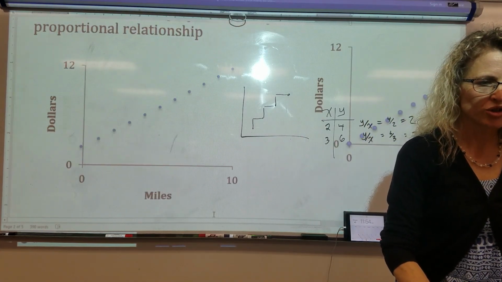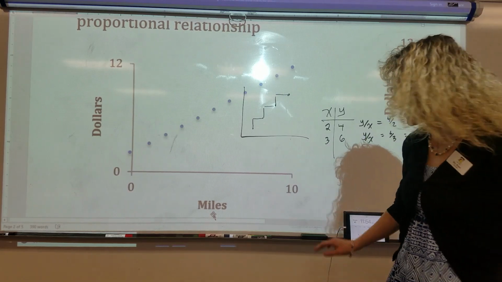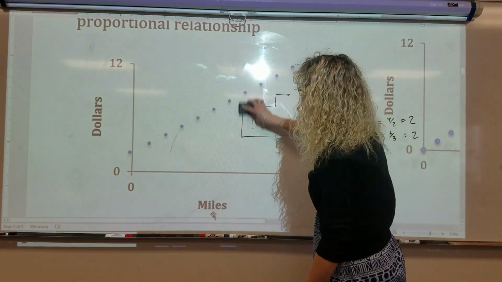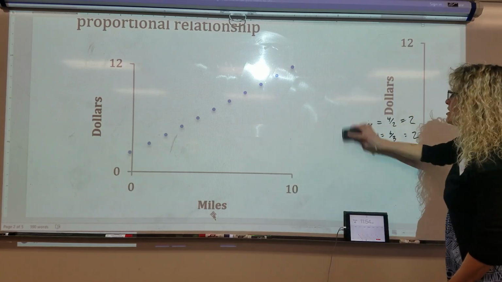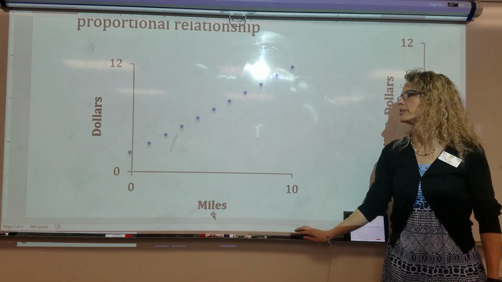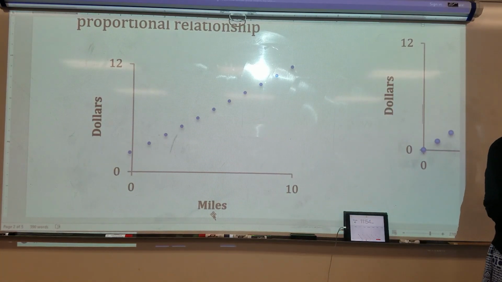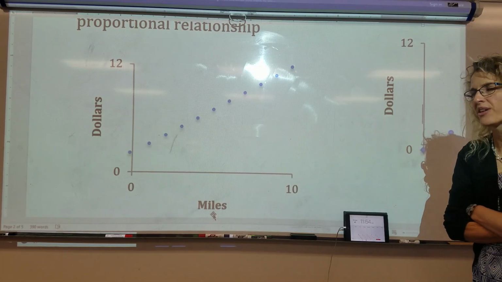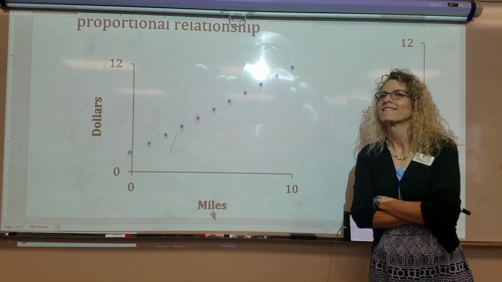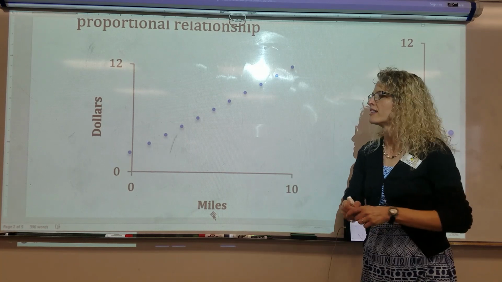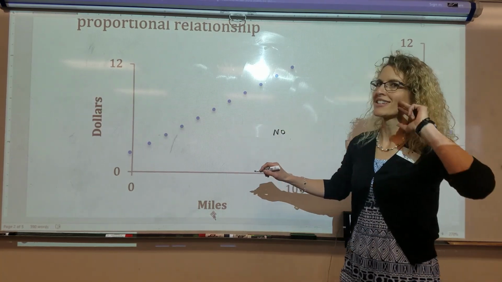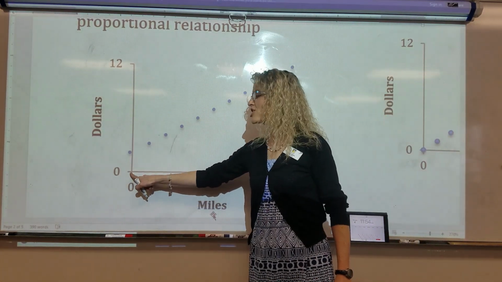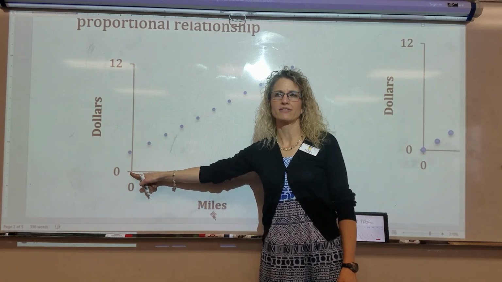So let's quiz you guys. How well can you identify some relationships? Are they proportional? Yes or no? Look at this one. I'm going to call on a few students. How about Samantha? What do you think? No, because it doesn't go through the origin. She's absolutely right. So no.